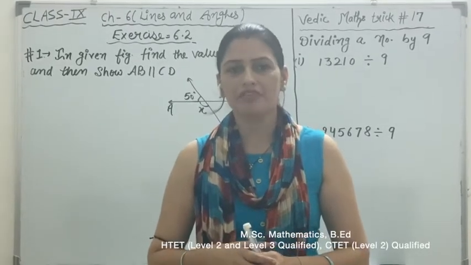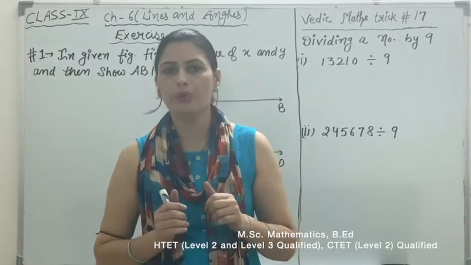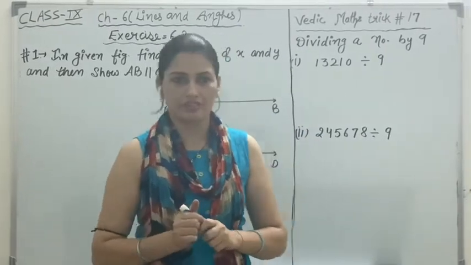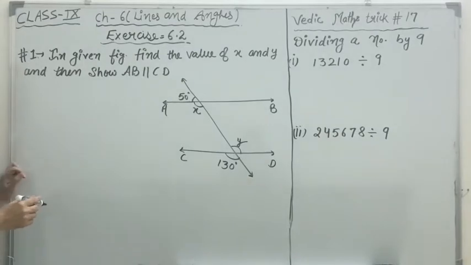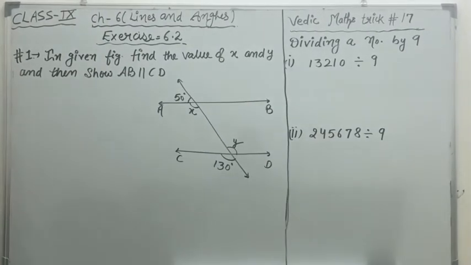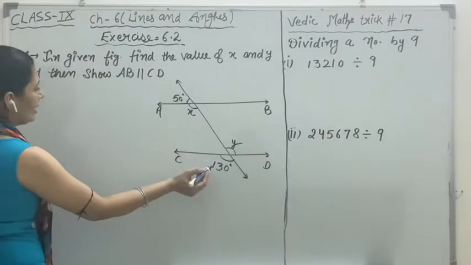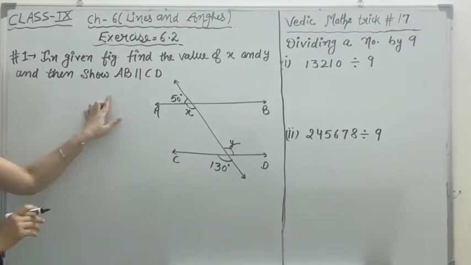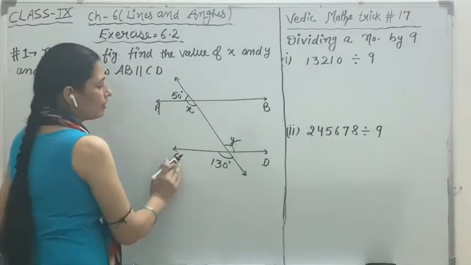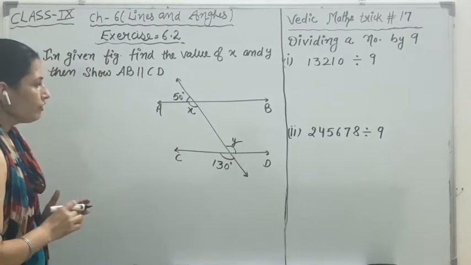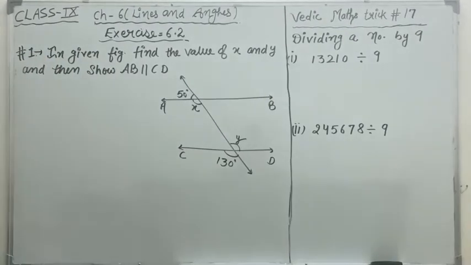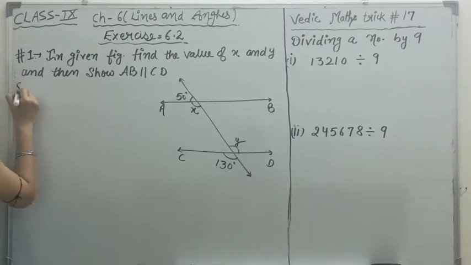In this lecture, we will discuss exercise 6.2 and question number first. That is, in the given figure, find the value of x and y and show that line AB is parallel to line CD. First of all, we will find out the value of x and y.